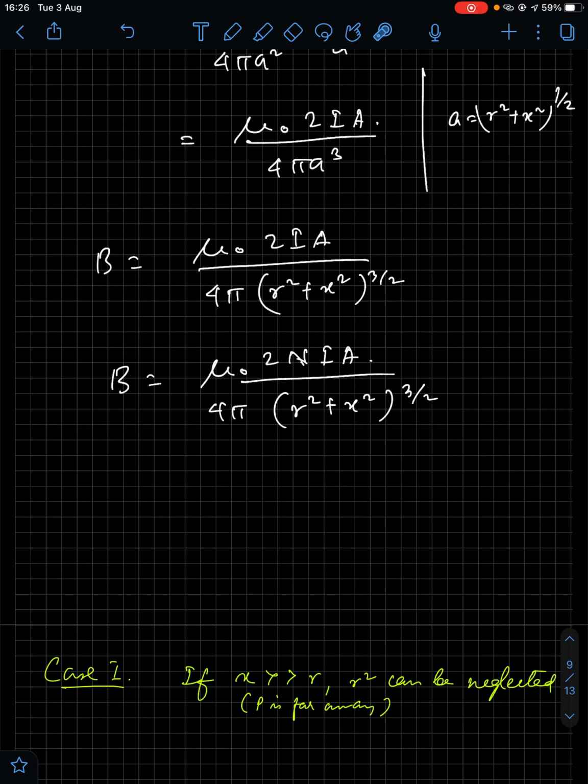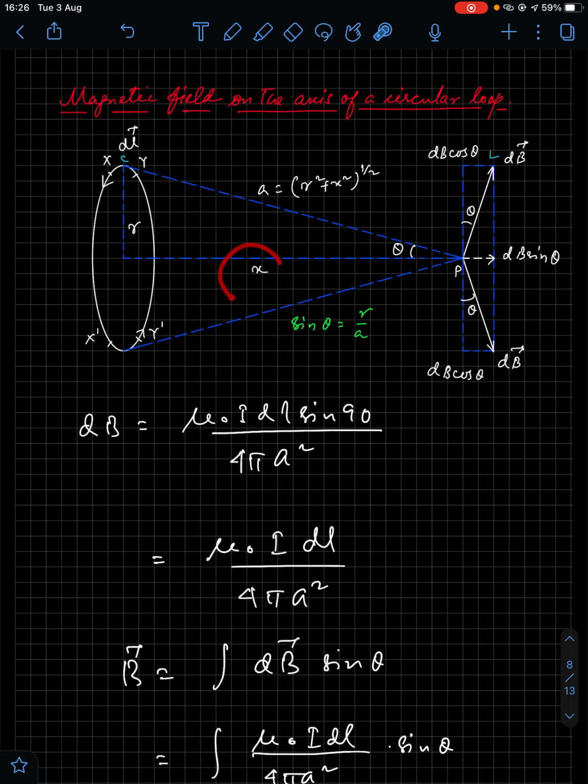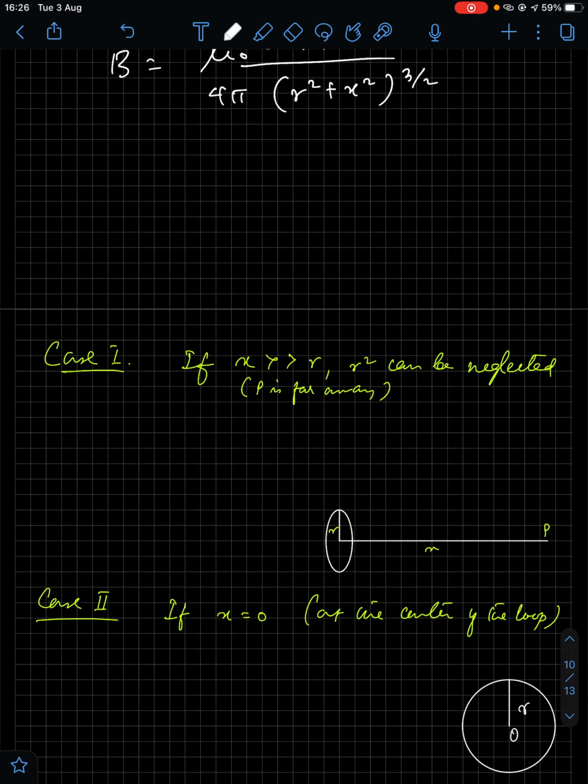Now special cases. Case number 1 is if x is very large in comparison to this radius, that means this point P is very far away. Case number 2 is if x is 0. If x is 0, this point P will come at the center of the loop. Okay, so those are the two cases.